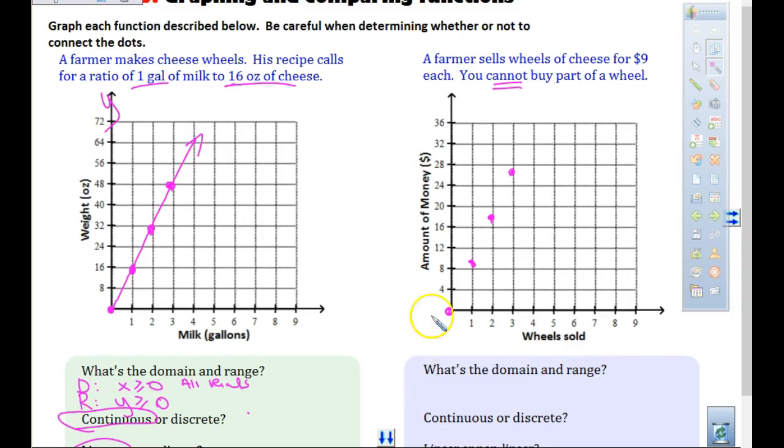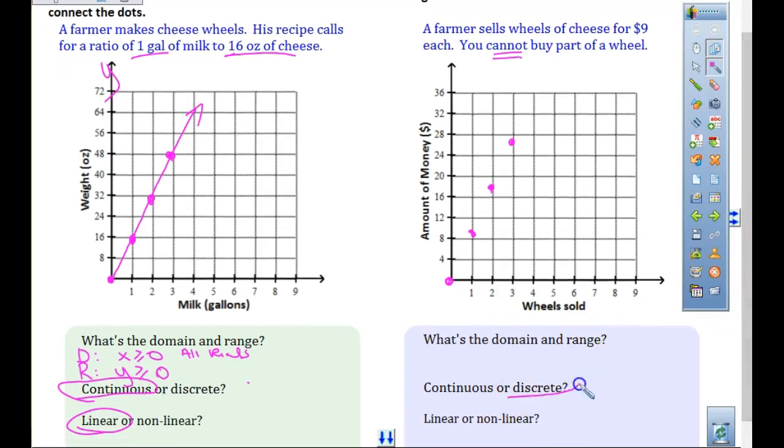So, can we buy 1.5 wheels? No. So we already know continuous or discrete should be discrete. Okay. If we are looking at our domain, the domain, this one is going to be written a little bit differently. It is still going to be greater or equal to 0, but it is only for whole numbers, not real numbers, right? We're not going to have any fractions or decimals. We're talking about buying 1 wheel, 2 wheels, 3 wheels, 4 wheels, 5 wheels, so whole numbers, okay?